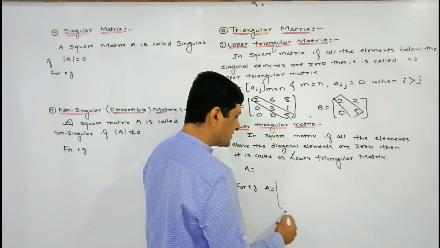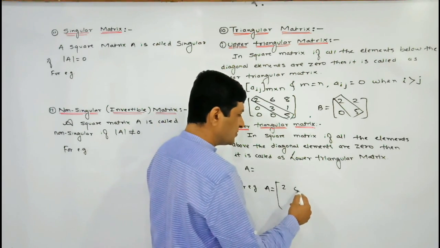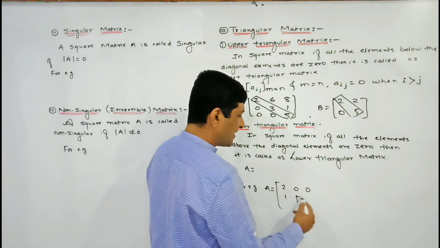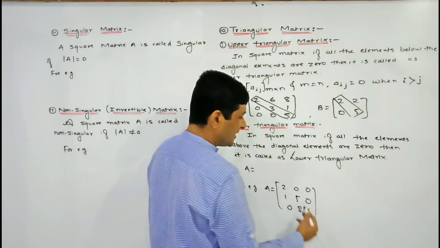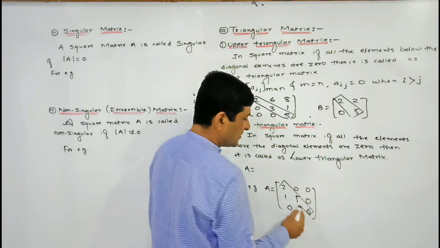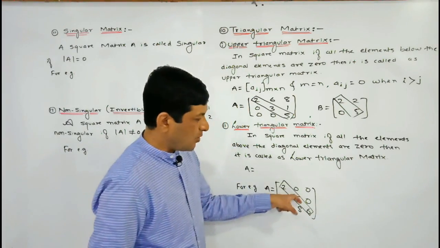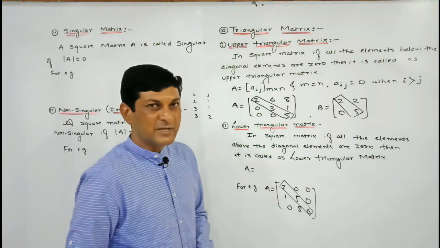Let A be one matrix. Let its elements be say 2, 0, 0, 1, 5, 0, 0, 8, 6. Here we can observe that these elements are nothing but what? Diagonal elements, and check that all the elements above the diagonal elements are what? 0.